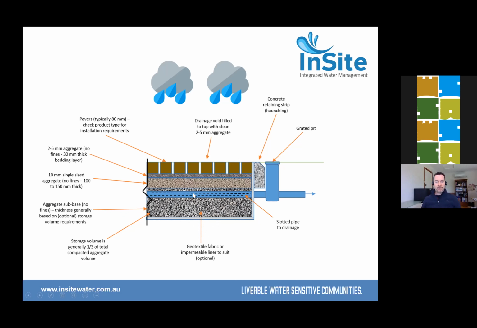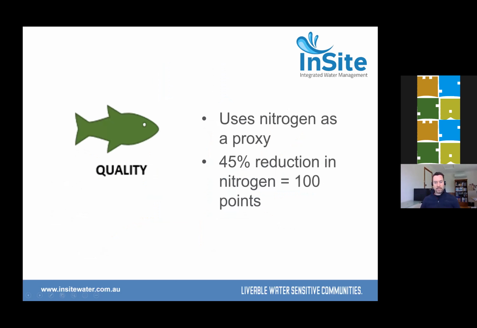Best practice is also maybe to have some agricultural drainage in there just to prevent complete saturation of subsoils, which can cause issues. So I want to talk about the quality objective. This is the third of our 4 objectives as outlined by the Planning and Design Code and also the Australian Rainfall and Runoff Guide.